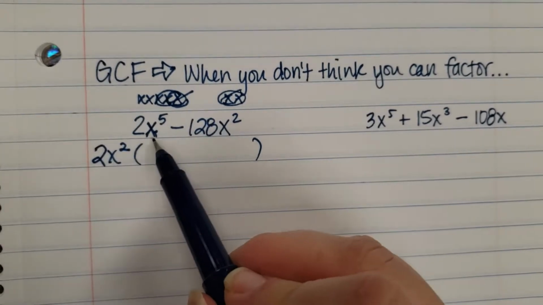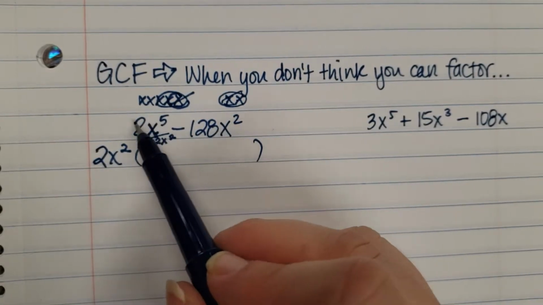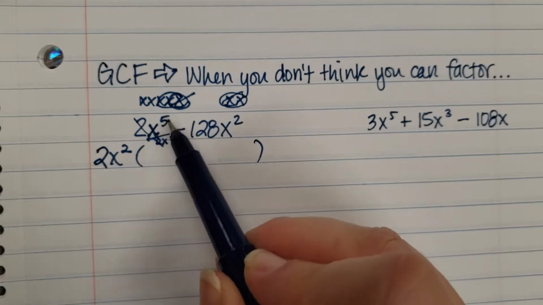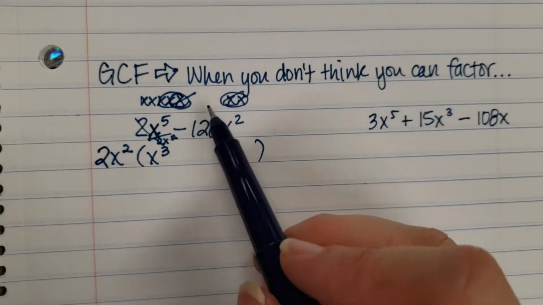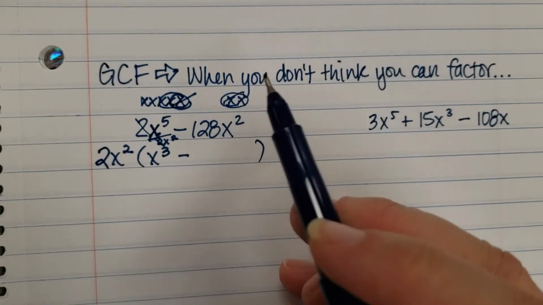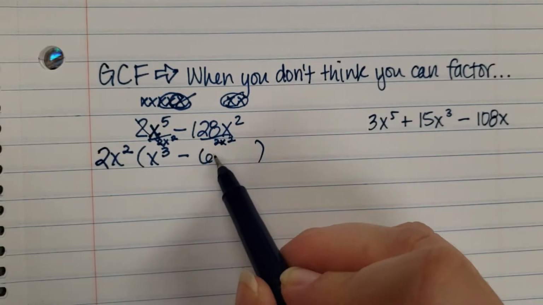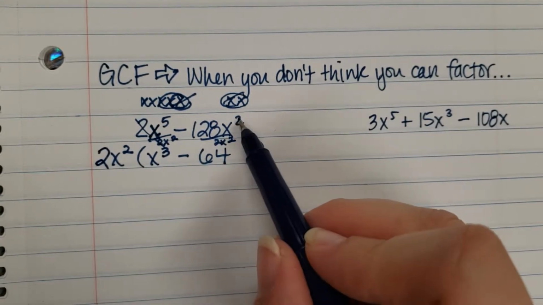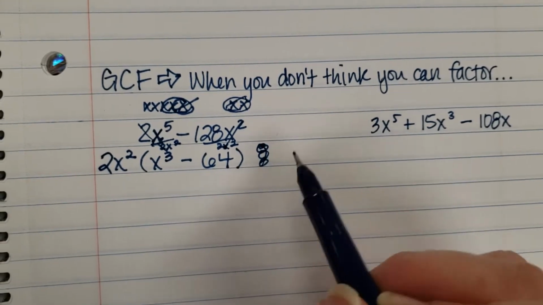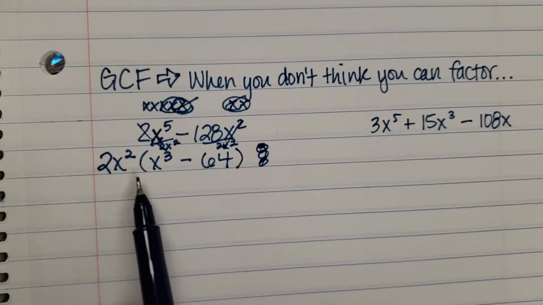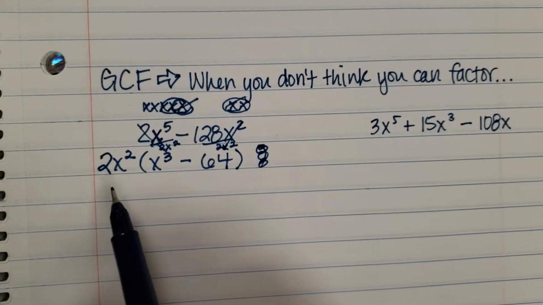So when I do 2x to the fifth divided by 2x squared, if it helps you, you can write it in here. 2 divided by 2 is 1. X to the fifth divided by x squared, we subtract, and that's x cubed. Just bring down my minus sign. 128x squared divided by 2x squared. So 128 divided by 2 is 64, and x squared divided by x squared is just 1. So this is it, actually, x cubed minus 64. So I have my 2x squared out here. This is going to need to stay in my answer, even though I can't do anything else with it.